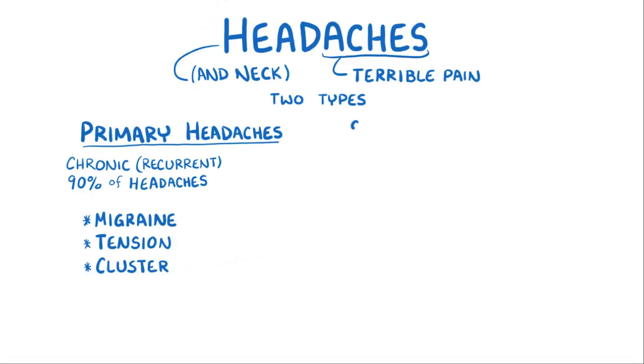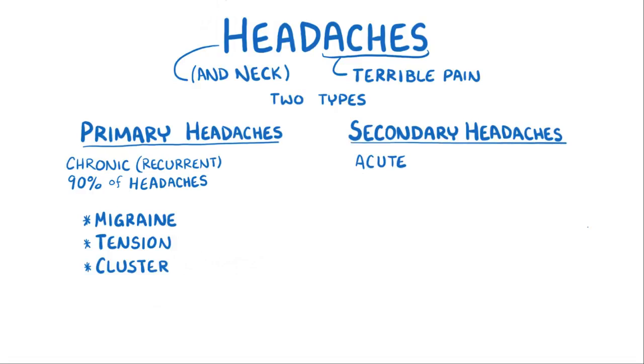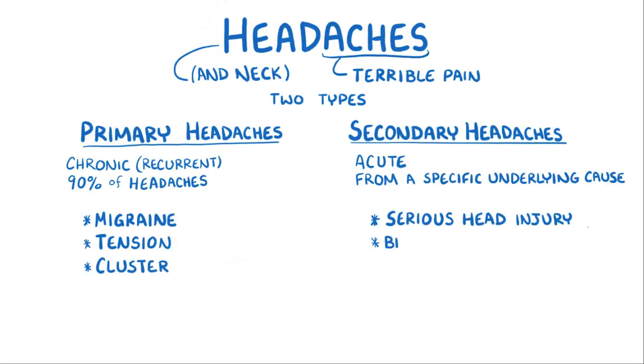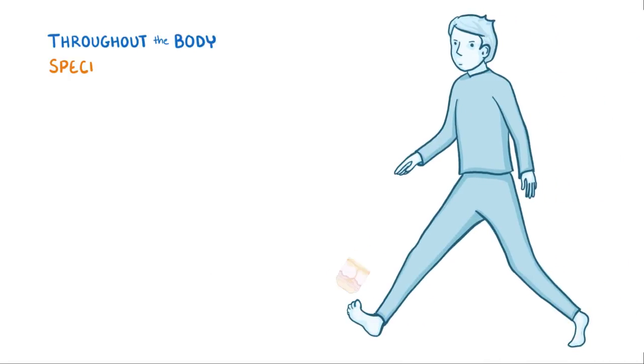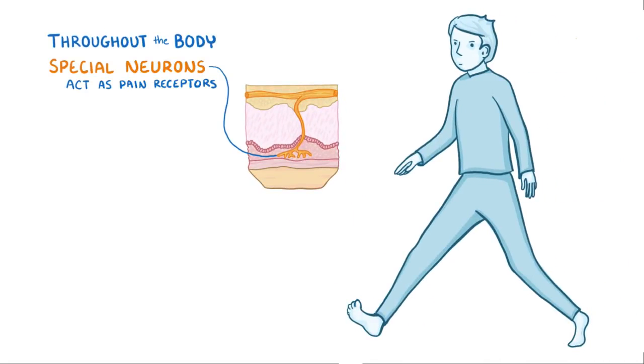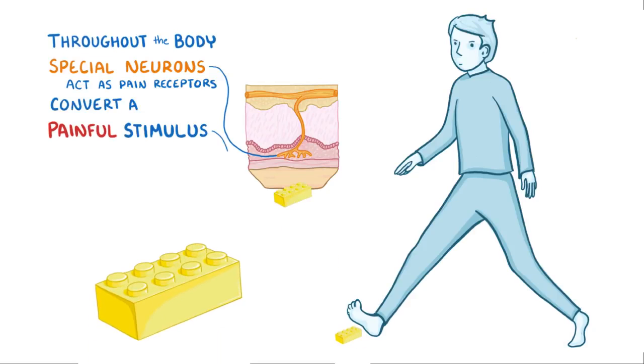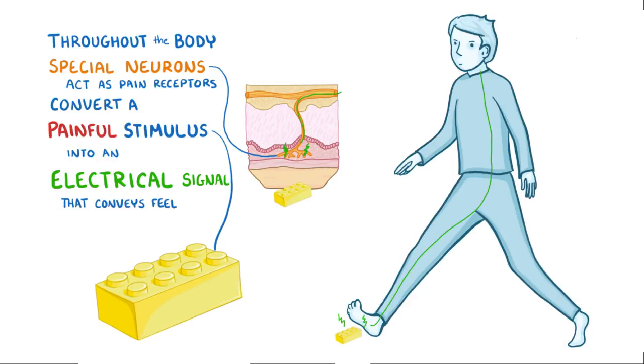The second type are called secondary headaches, and these are more acute and come from a specific underlying cause, like a serious head injury or a brain tumor. So, normally throughout the body, there are these special neurons that act as pain receptors. These neurons convert a painful stimulus into an electrical signal that conveys the feeling of pain to the brain.